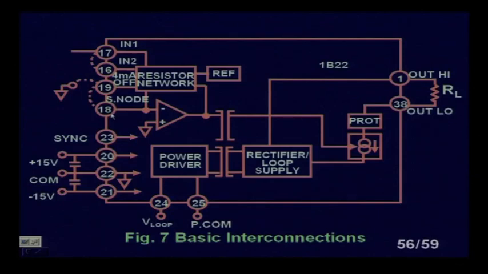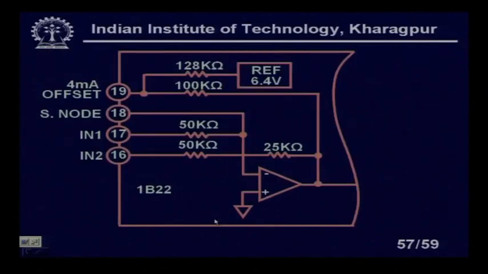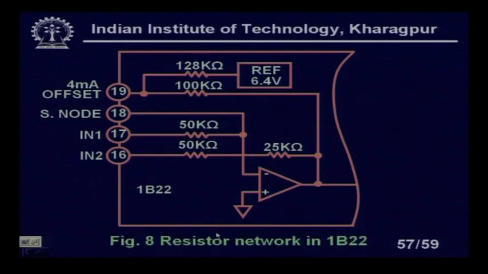Input 1 and input 2, this is a resistor network, 4 milliampere offset. Okay, so, we are using some capacitors here. We have the two transformers, we are showing like this: this is T1, this is our T2, this is a rectifier, loop supply. You can see here how the resistor networks are connected, right. These are the resistor networks in this particular chip, the 1B22. These are all the internal networks inside the chip, you can see.